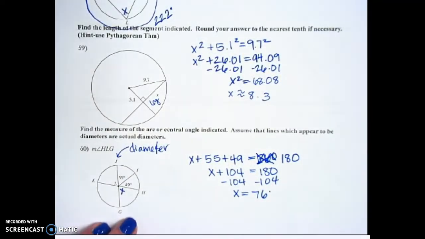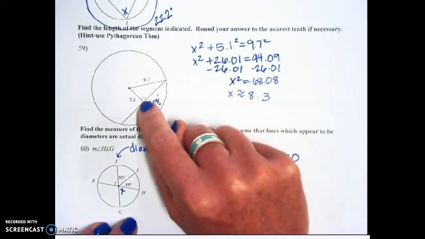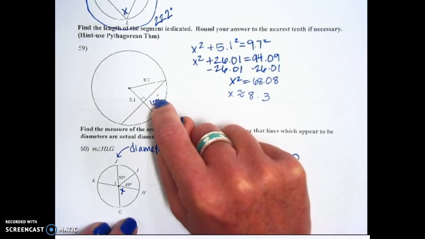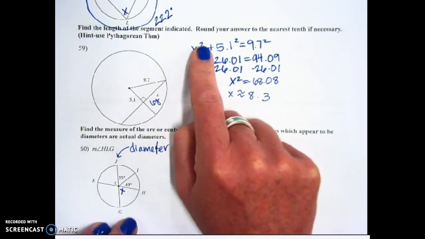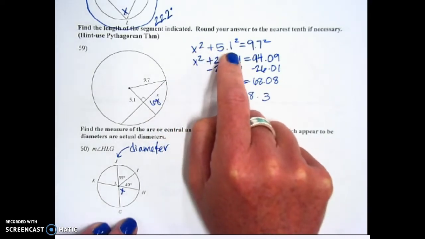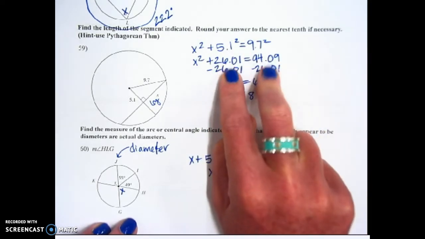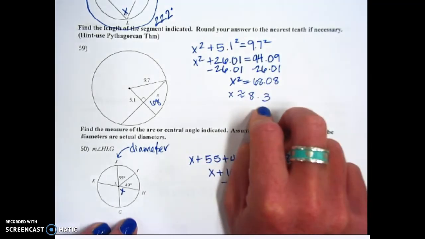Number 59 says, find the length of the segment indicated, round your answer to the nearest tenth. If necessary, hint, use the Pythagorean theorem. That's a big hint, right? So if you get that hint, just locate the right triangle. Figure out if the piece missing is a leg or a hypotenuse. I determined that it was a leg, so I plugged it in for A, plugged the other leg in for B, and plugged the hypotenuse in for C. Squared everything using my calculator, did inverse operations till I got the X by itself and rounded to the nearest tenth.